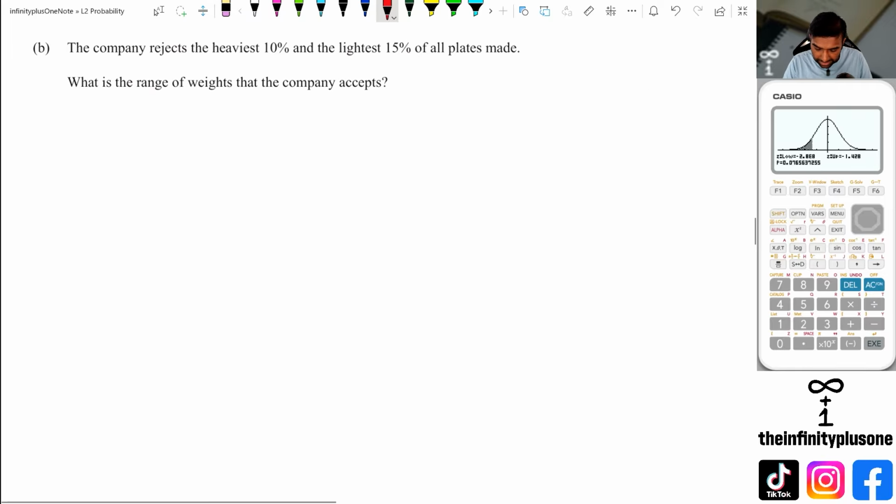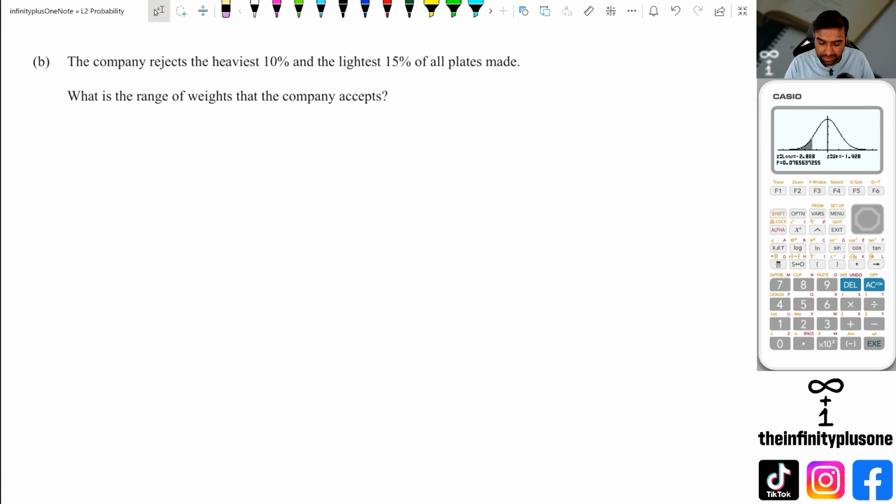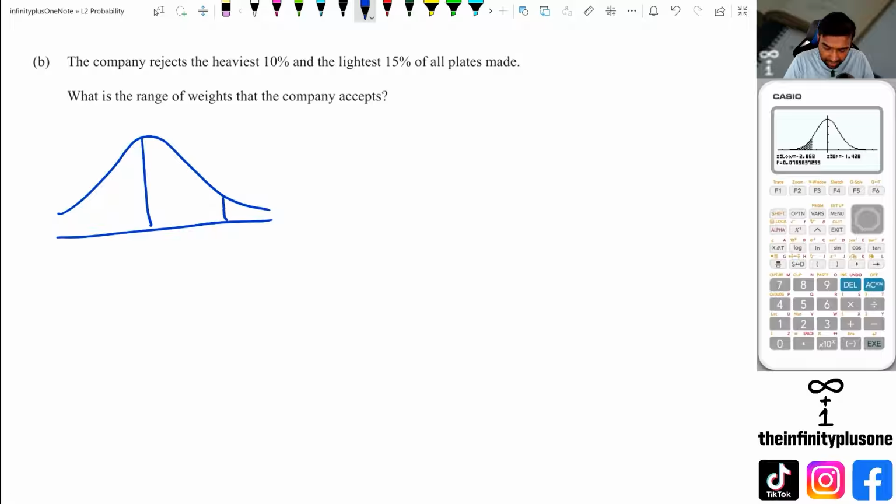Next question we have is company rejects the heaviest 10% and the lightest 15% of all plastics made. So what that means is that we're going to have to draw another graph here, and we're going to have 2 points here. So the lightest 15% and the heaviest 10%. So that means the yellow part here is going to be 15%, and the heaviest 10% is going to be this part here. Now, so this is 0.1, this is 0.15.